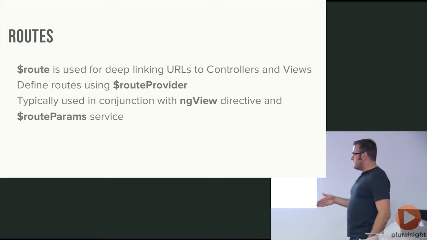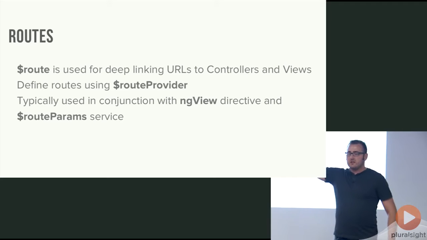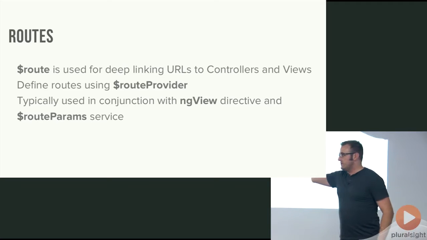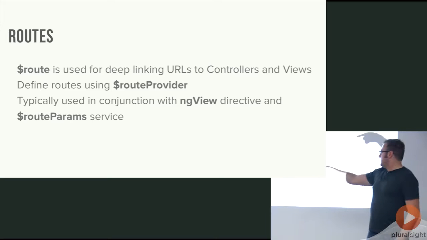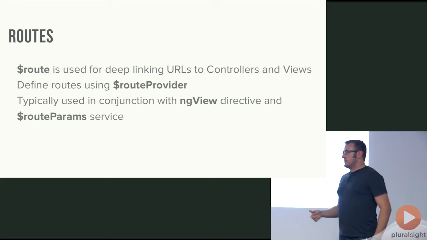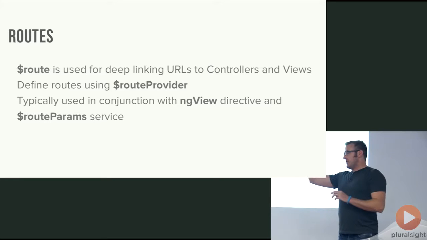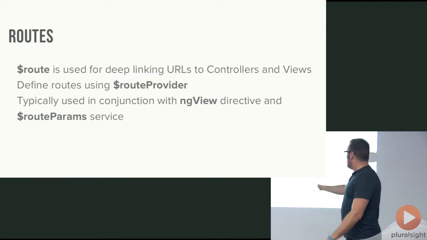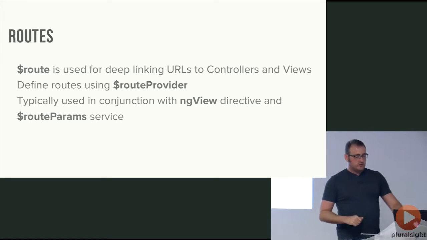So routes, we are in the home stretch here. They're basically used for matching URLs and deep linking them to a controller and a view. Typically used in conjunction with ngView, and a lot of times you'll use the routeParams service. So a lot of times the route will look something like boards/:boardId. And then whatever that is, that'll exist on routeParams. And so then you might say var boardId = routeParams.boardId. And we'll also see an example of that in just a little bit.